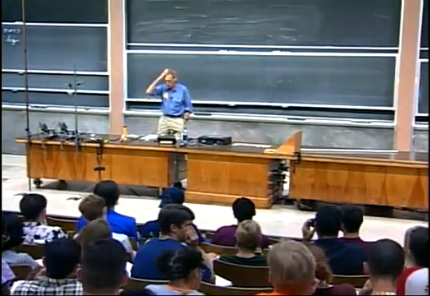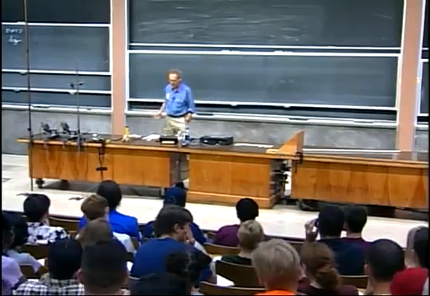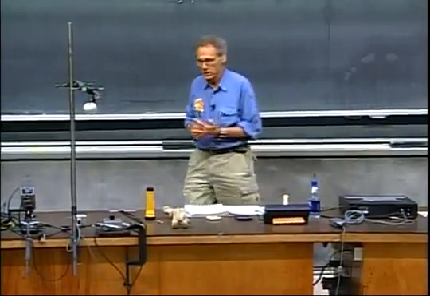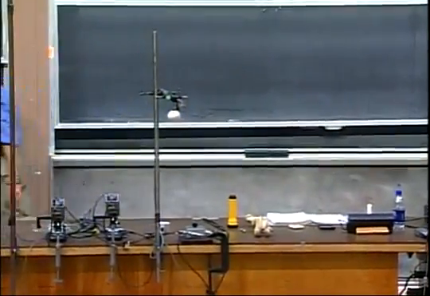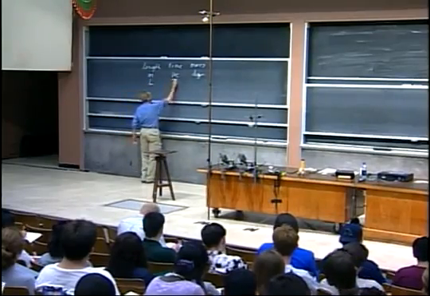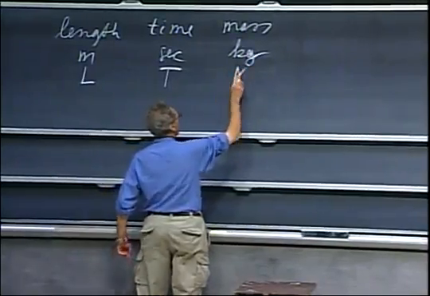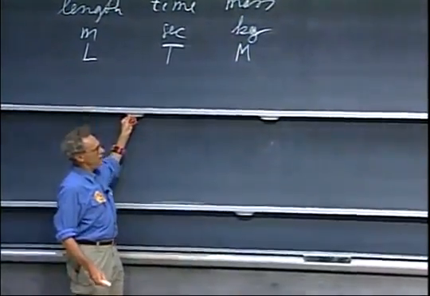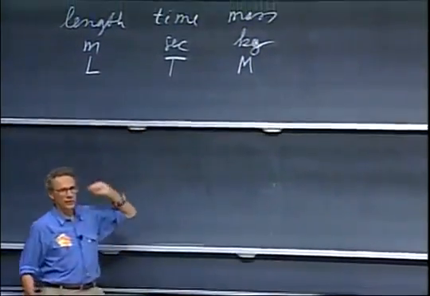I already introduced, as you see, length, time, and mass, and we call these the 3 fundamental quantities in physics. I will give these the symbols capital L for length, capital T for time, and capital M for mass. All other quantities in physics can be derived from these fundamental quantities.